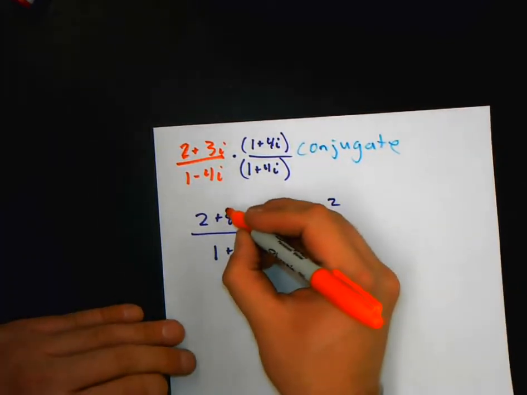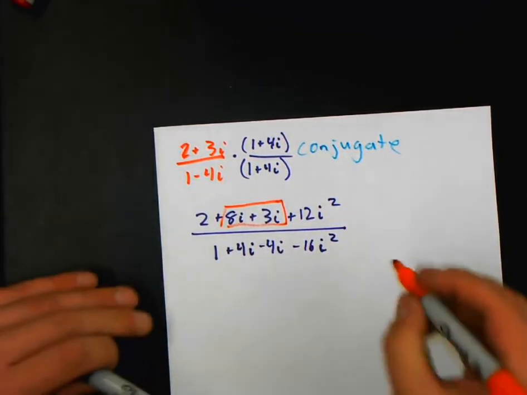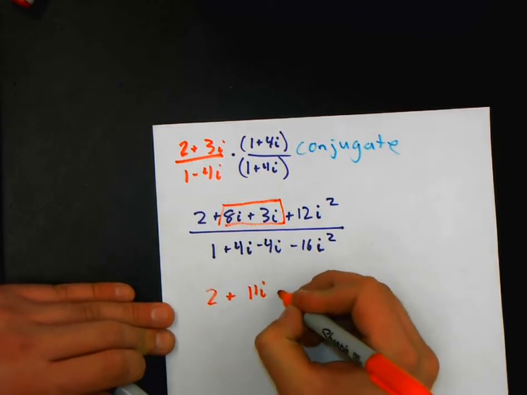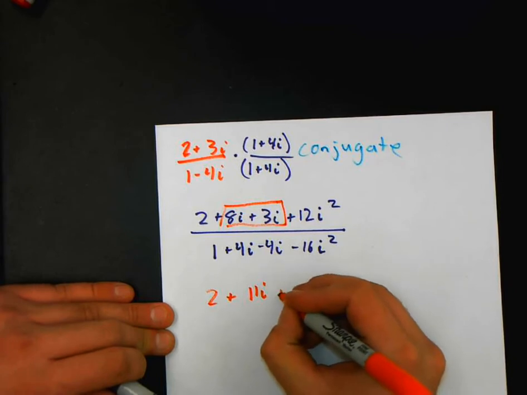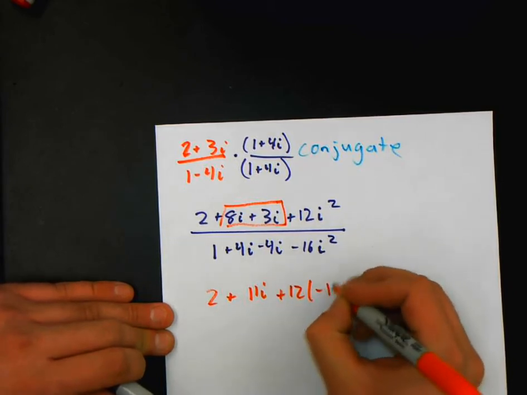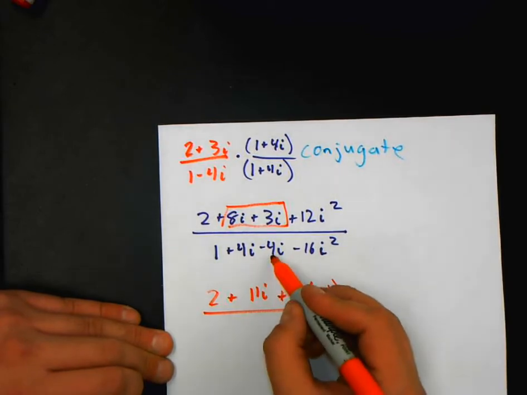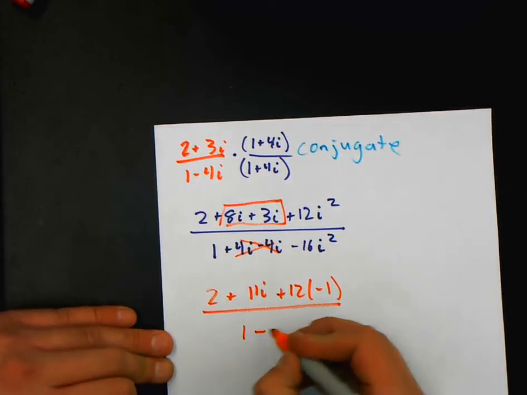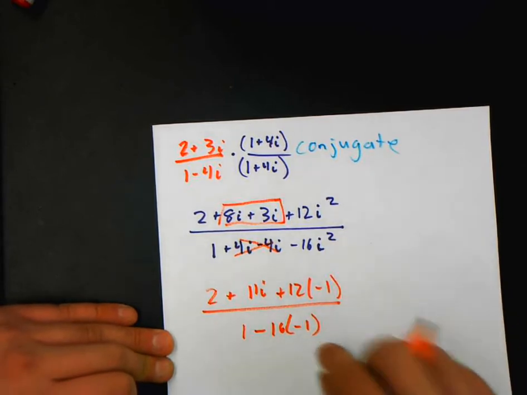Combine like terms on the top with a positive 8i and a positive 3i to give me 2 plus 11i. And I can replace my i squared with a negative 1, so I have plus 12 times negative 1. Then my denominator, my positive 4i and negative 4i cancel out, and I'm left with 1 minus 16 times negative 1, since my i squared is equal to negative 1.